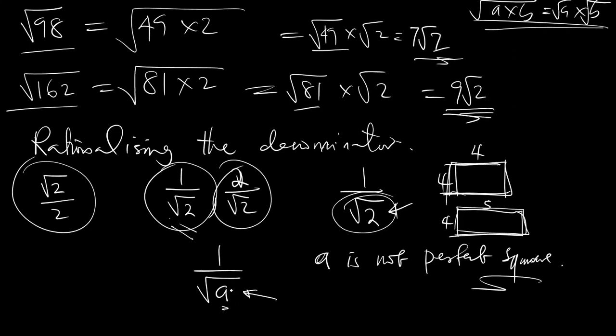Now, to rationalize the denominator of an expression like this, what you do is you use the value of the denominator to multiply both sides.